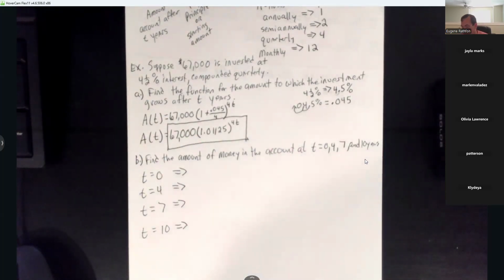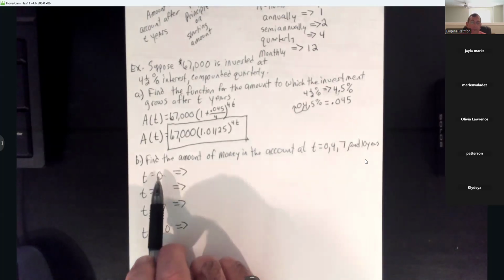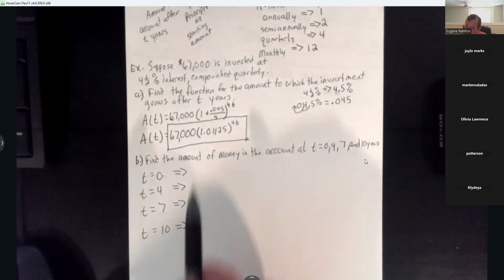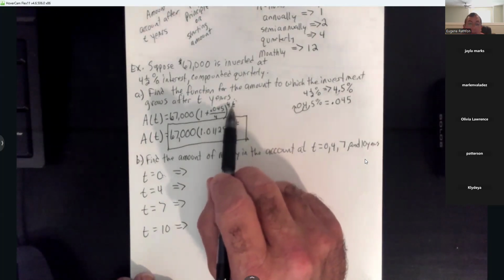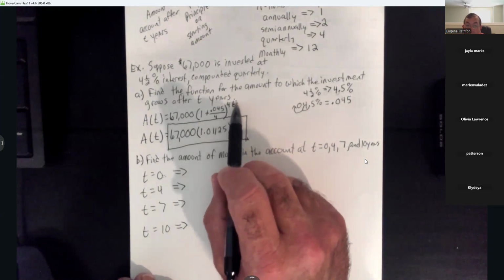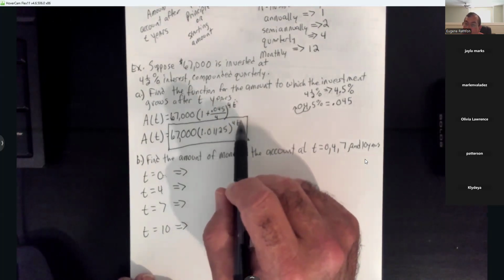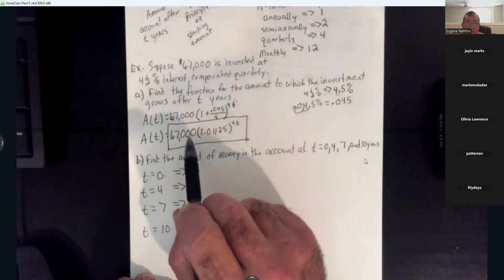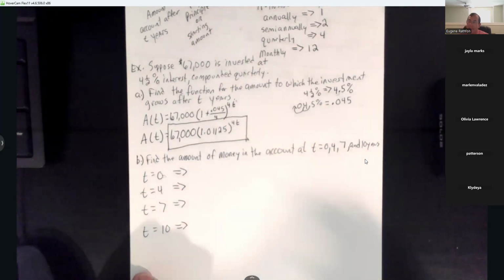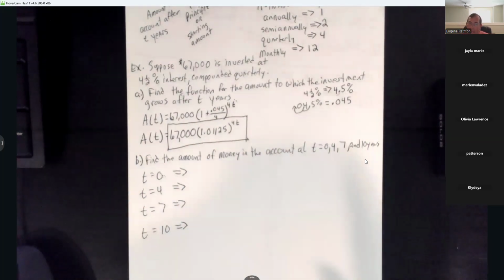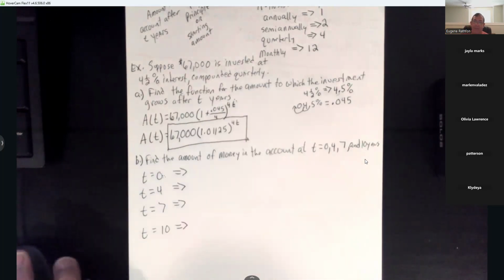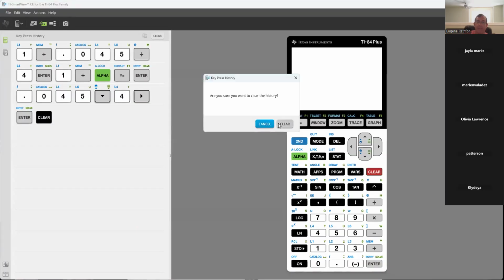Well, y'all, check this out. At 0 years have passed. So if you put a 0 in for the t, 4 times 0 is 0. This whole thing here, anything to the 0 power is 1. So 67 times 1 is $67,000. So if no time has passed, you better have what you started with, which was your 67,000. But y'all, I'm going to show you 2 ways to do this.